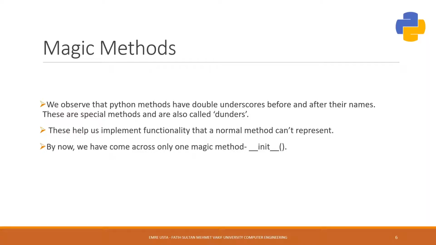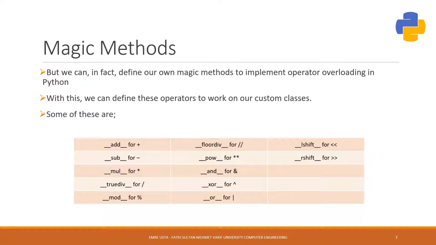We observe that Python methods have double underscores before and after their names. These are special methods and are also called dunders. These help us implement functionality that a normal method can't represent. By now, we have come across only one magic method, which is init. But we can define our own magic methods to implement operator overloading in Python. With this, we can define these operators to work on our custom class.